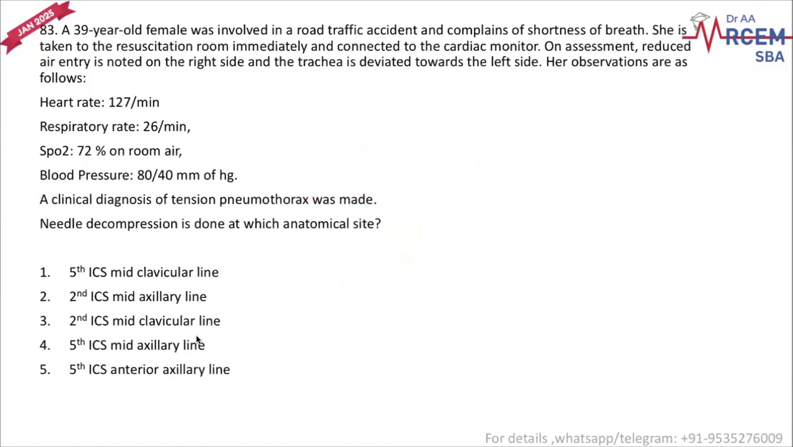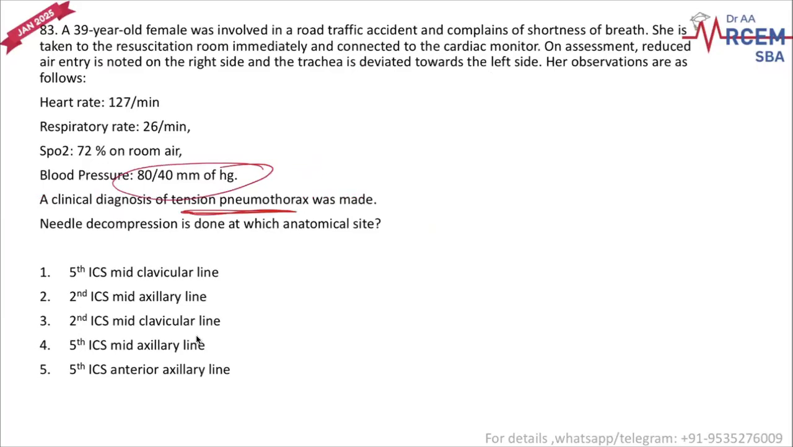A 39-year-old female was involved in a road traffic accident complaining of shortness of breath. She is taken to the resuscitation room immediately and connected to the cardiac monitor. On assessment, reduced air entry is noted on the right side and the trachea is deviated to the left side. Her observations are as follows. Unstable, so you're suspecting a tension pneumothorax. The diagnosis is given. Needle decompression is done at which anatomical site?